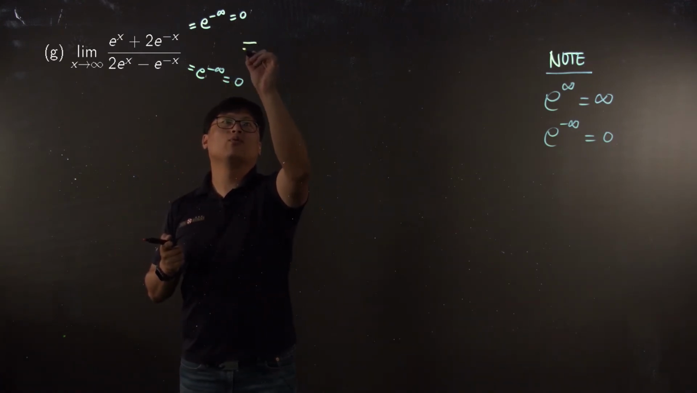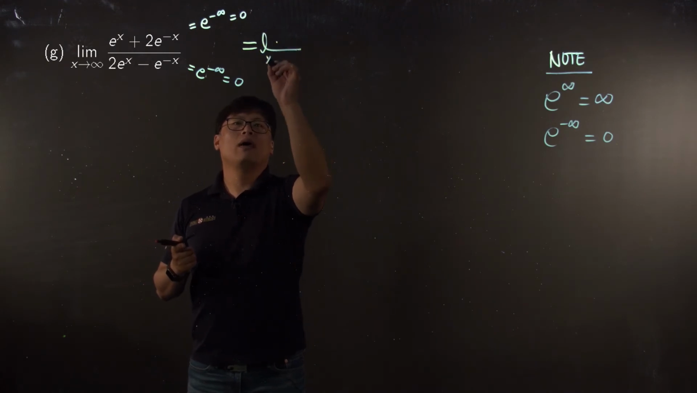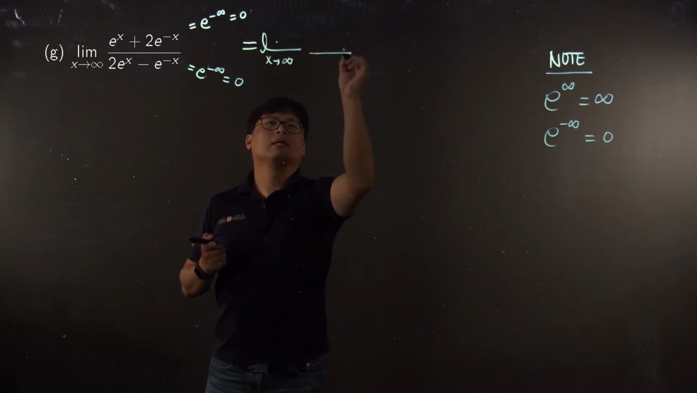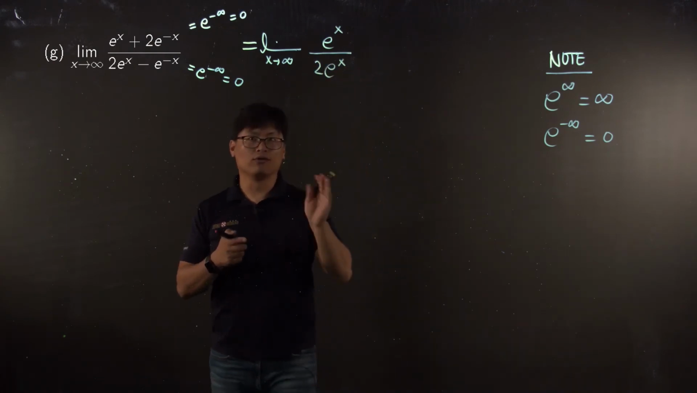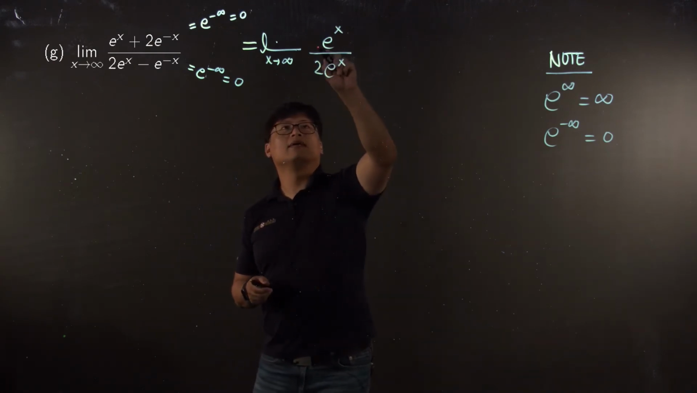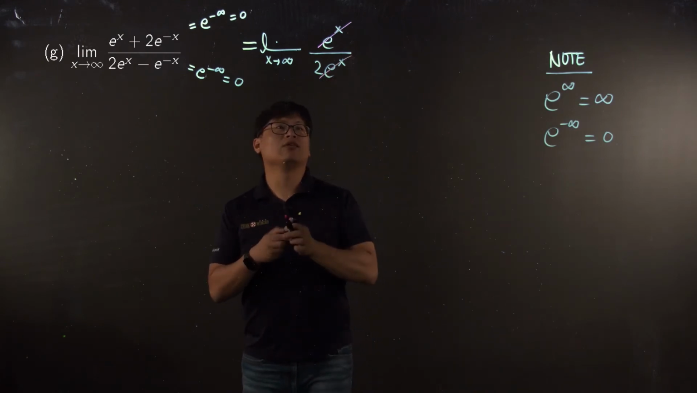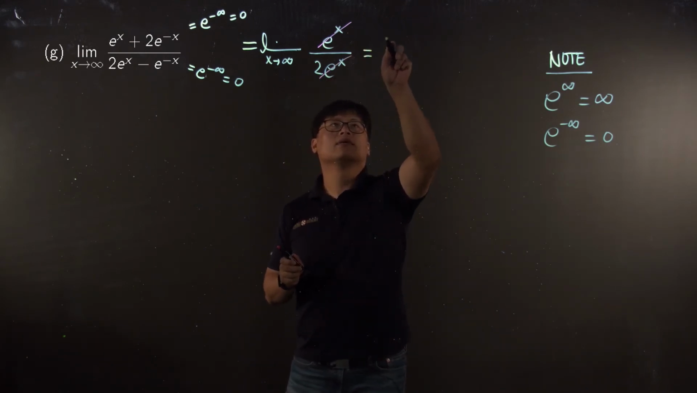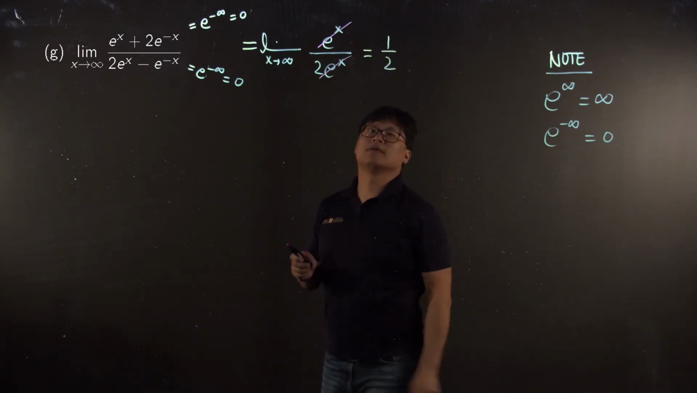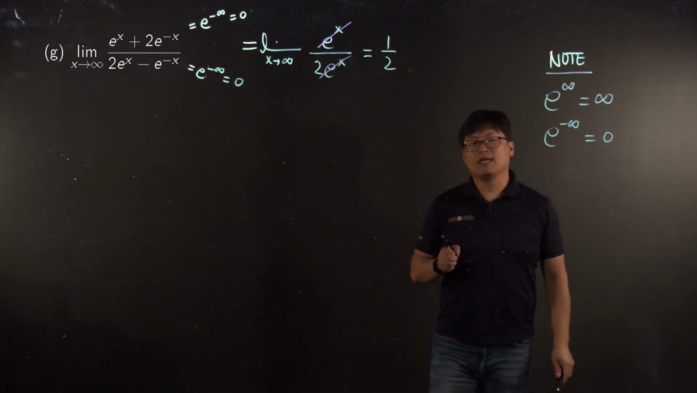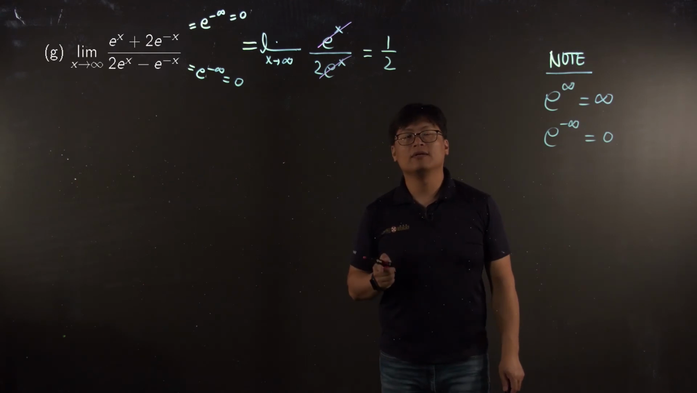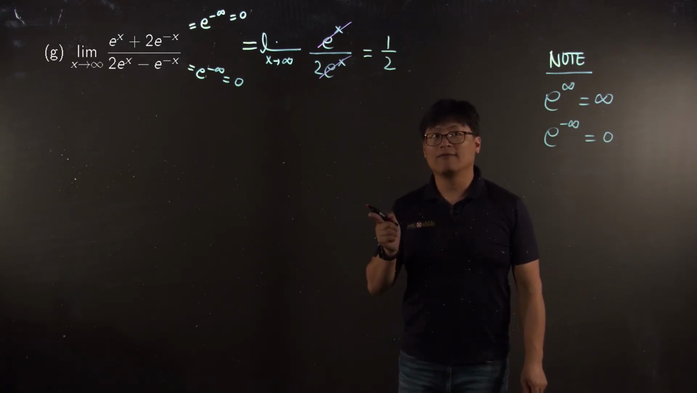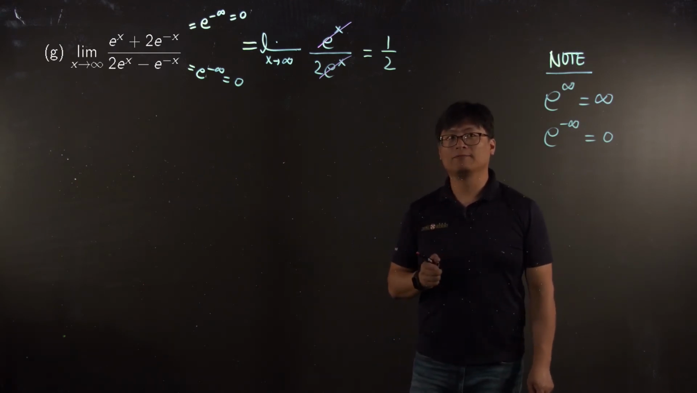So without those, we can rewrite your problem: x goes to infinity, e to the x over 2 e to the x. Without the 0 terms, there's no problem to cancel these. Then your answer is 1/2. For practice, if your x goes to minus infinity, then what is your answer? It is -2. You can figure that out.